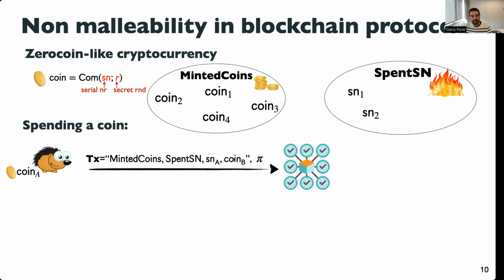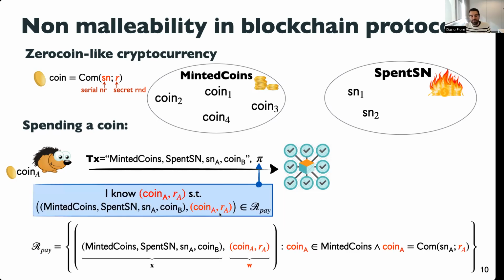Okay, so the idea is that now the user is spending a coin A and is transferring the value to coin B. And notice that the serial number of A now becomes public. So in order to make this transaction, he attaches a proof pi that is a proof for the fact that he knows a coin, right? So the coin is secret. So he knows a coin.